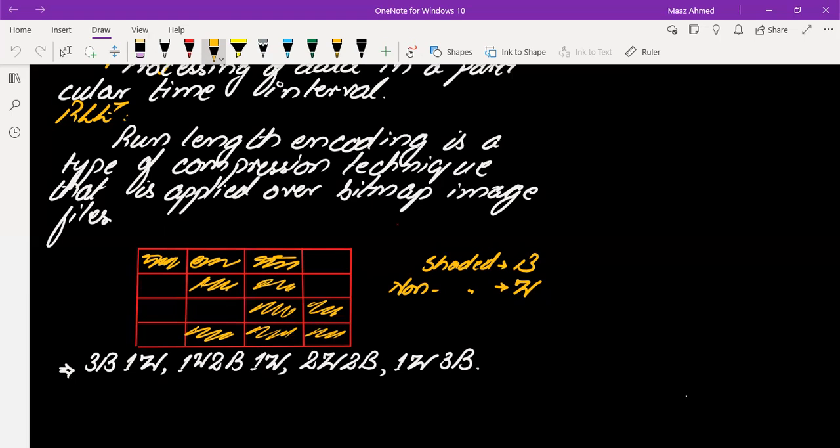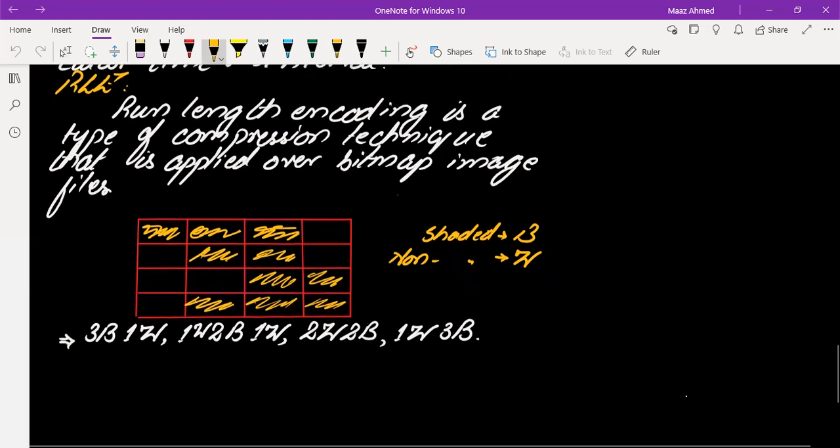Lossless is something that if you convert it back to its original size, it will easily come back to its original size. Okay. Now, for example, shaded I have represented by B, and for non-shaded areas, I have represented by a W. So that is done row-wise. So the first three slots are shaded, so I've written over here 3B. Then one slot is non-shaded, so I've written over here 1W.